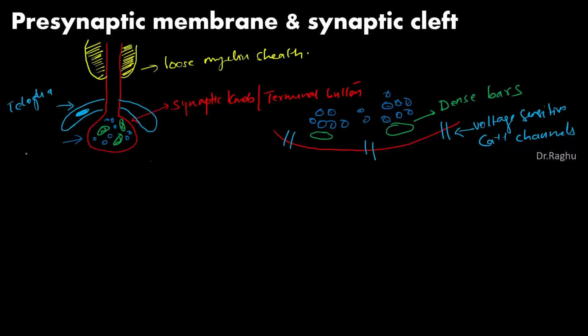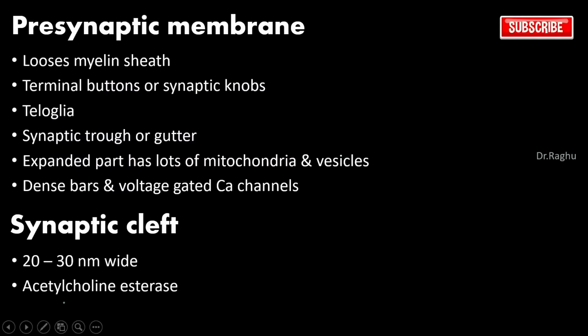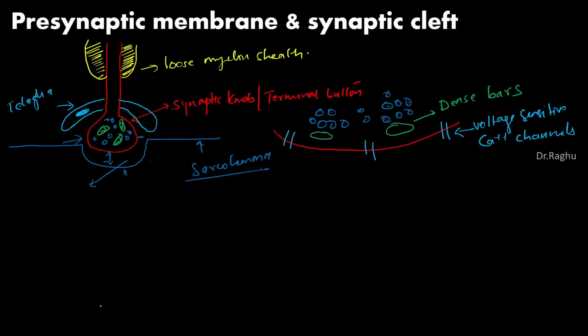Now there is also a postsynaptic membrane here. Fine, this is a postsynaptic membrane. The postsynaptic membrane is nothing but our sarcolemma. So what is the meaning of sarcolemma? Sarcolemma is nothing but the cell membrane of the skeletal muscle fiber. So this gap which we are seeing between the presynaptic membrane and the postsynaptic membrane, that gap is the one which is called the synaptic cleft.